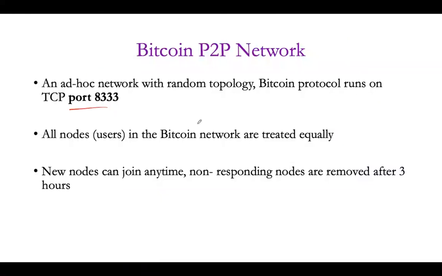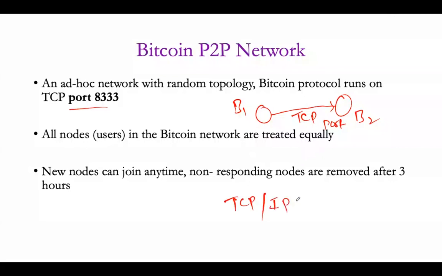As we know, to establish a TCP connection between one Bitcoin node and another Bitcoin node, suppose Bitcoin 1 and Bitcoin 2, they must have port numbers. So here we are using the TCP port. Why? If you talk about the TCP/IP suite, can you tell me what the different layers in TCP/IP are?